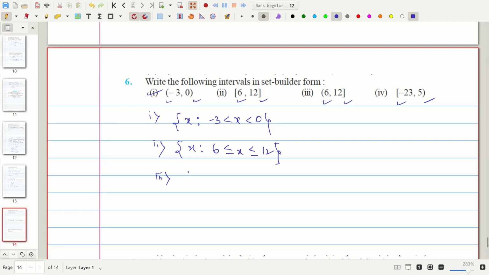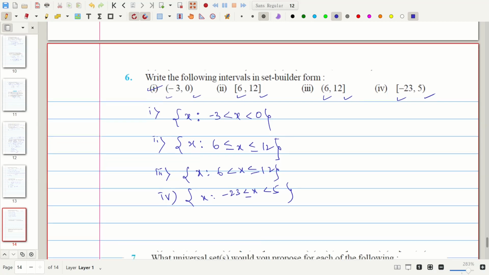And the next one, the first one is open. Then we can write here x, and the second one is closed. And the fourth one we can write as, the first one is closed and the second one is open. Okay, so this is the problem of that statement.